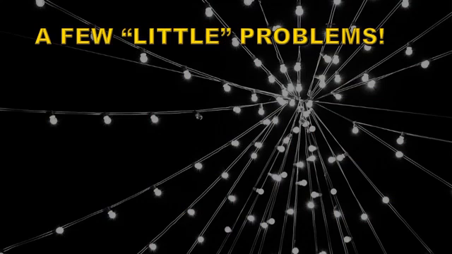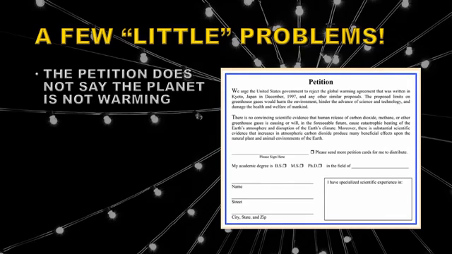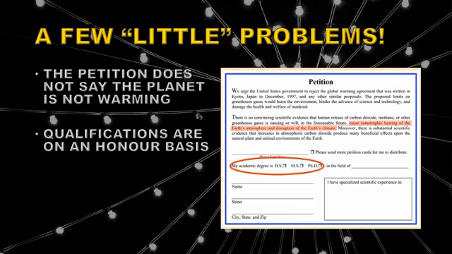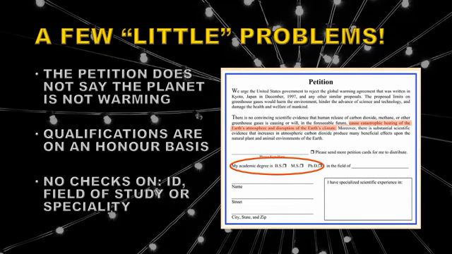However, there are a few little problems with the Petition Project. This is a copy of the form you had to fill out. If you actually read the petition itself, it doesn't actually say the planet isn't warming. It says merely that it won't be catastrophically warming, and catastrophically is not defined. Also, the qualifications of the signatories are done on an honour basis. You can fill in any box you like. And there are no checks on ID, field of study or speciality. This is shown by the fact there were a lot of bogus names in the list of signers. There were cartoon characters, film stars, and a lot of dead people.